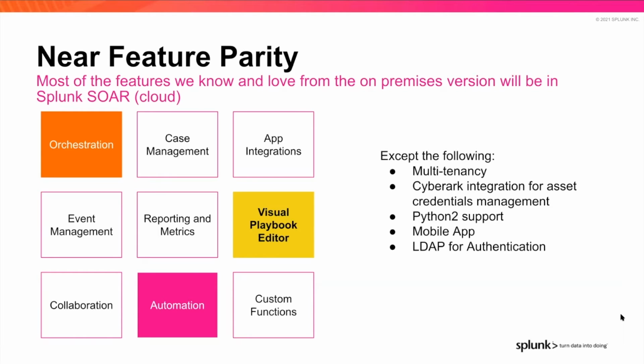in Cloud SOAR. There is no Python 2 support in Cloud SOAR. This means Python 3 only. All of the Splunk-owned apps have been updated to Python 3. Any custom apps that customers have written, when considering migrating to Cloud SOAR, would need to be upgraded to Python 3 as well. The mobile app is not available for Cloud SOAR, and also LDAP for authentication is not available.